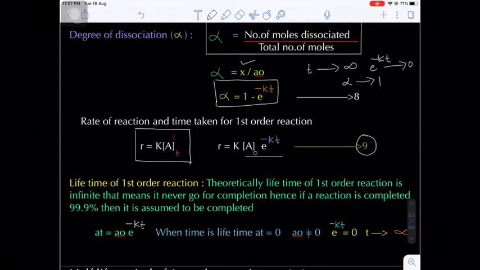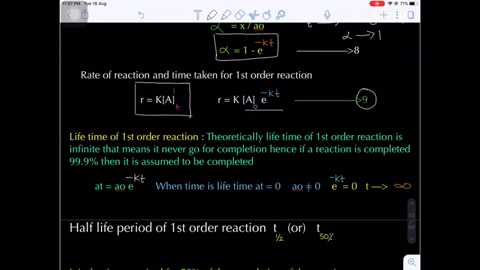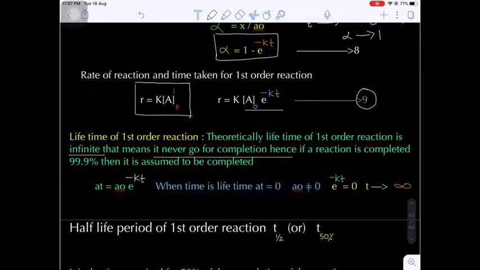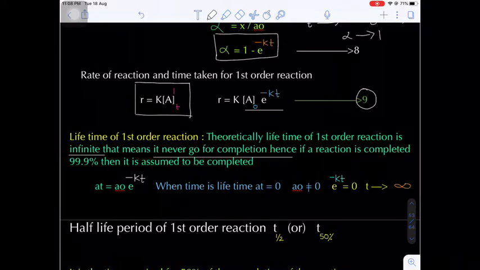Now the lifetime of the first order reaction. We know in zero order kinetics, the reaction is completed in 2 half-lives. Whereas in a first order reaction, theoretically the lifetime is assumed to be infinite. Assumed to be what? Infinite. That means the first order reaction never goes to completion. They are always in progress. The reaction cannot be left over.